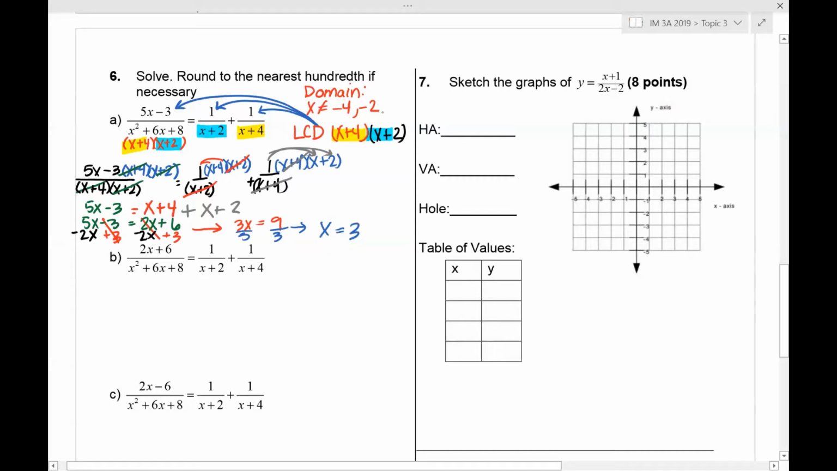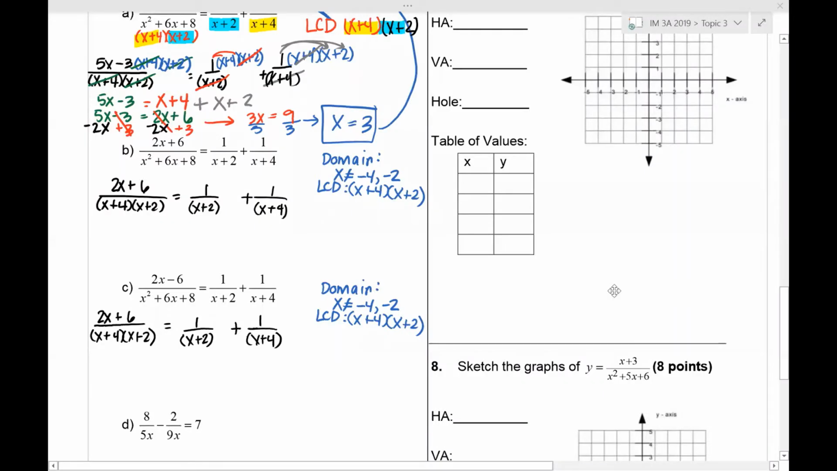So remember, I'm always checking with my domain. And since that is not one of the excluded values, not a value that would make my denominator 0, that means that this equation has a solution of x equals 3.